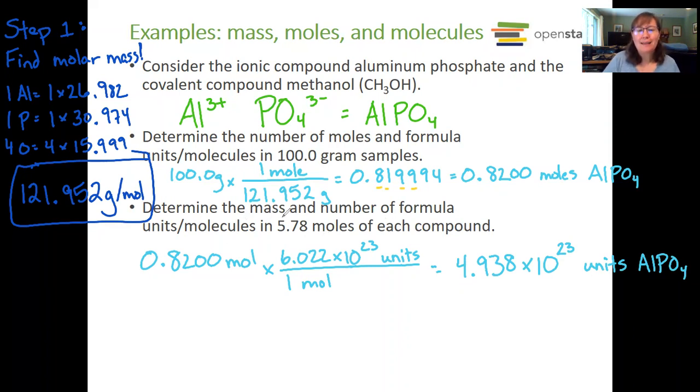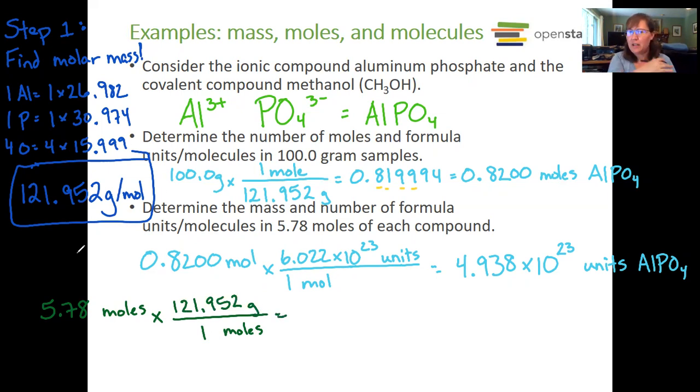Now it says determine the mass and number of formula units or molecules in 5.78 moles of each compound. So in the first part, we were going from grams to moles. And in the second part, we're going from moles to grams. Okay. So in the second part, we're going to start with 5.78 moles. And as usual, we need to cancel this out. And because we have moles here, we'll need to put moles on the bottom. And in 1 mole, we have 121.952 grams per mole. And we had found that here at the beginning.